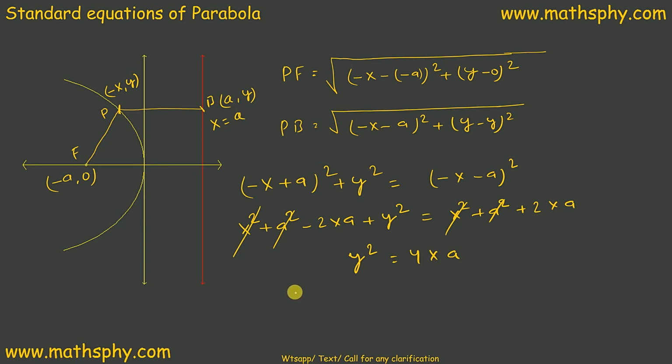However, in this case, I write here that the focus is (negative a, 0), meaning a is less than 0. In that case, y square will be equal to minus 4xa. Because the focus is on the negative side, we take it as y square equals negative 4xa.